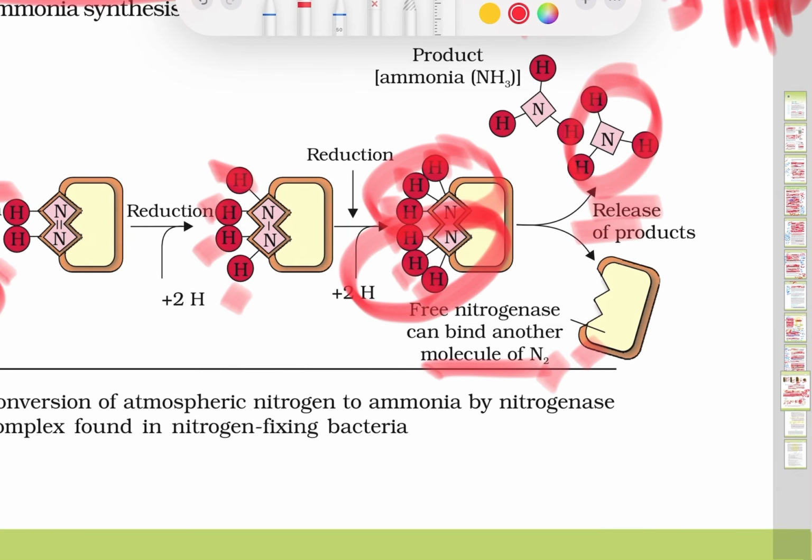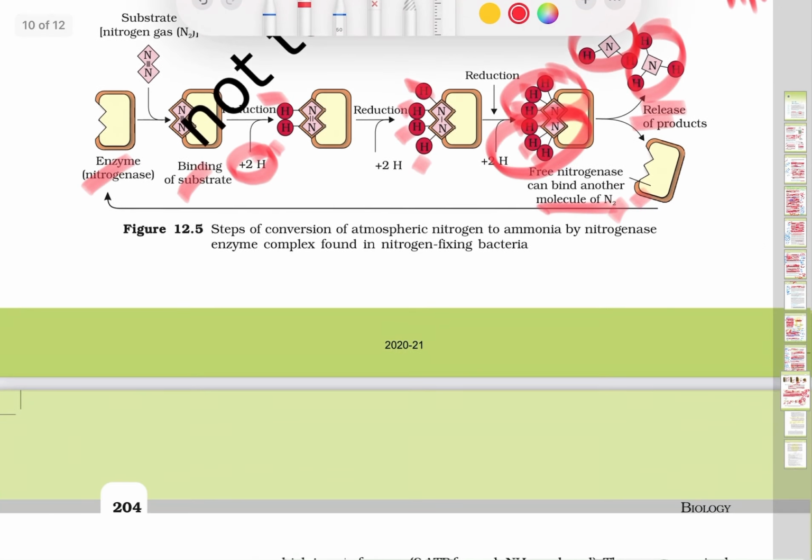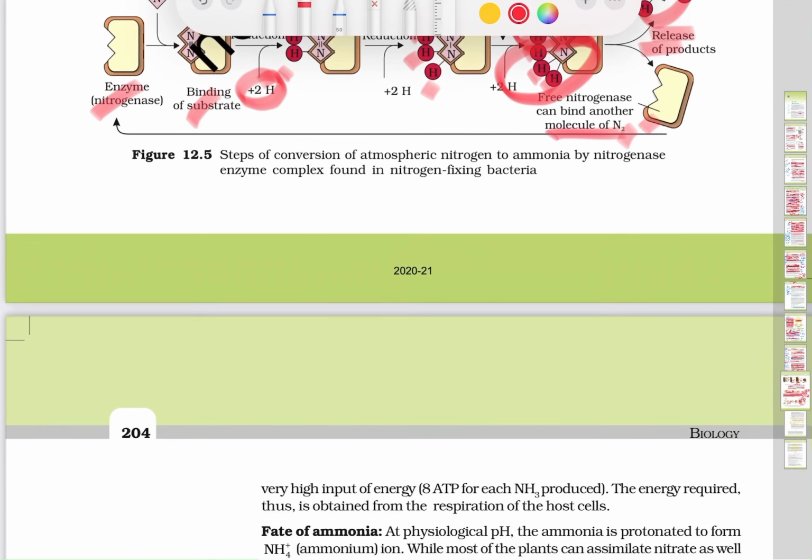It requires a very high input of energy, 8 ATP for each NH3 produced. The energy required is obtained from the respiration of the host cell.